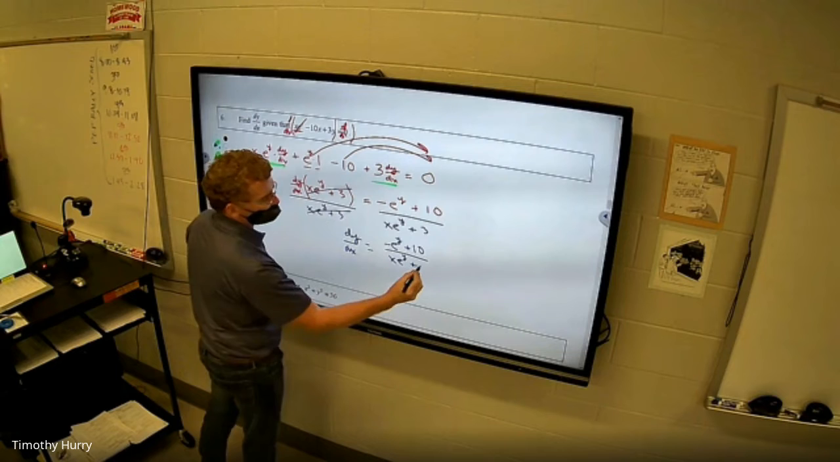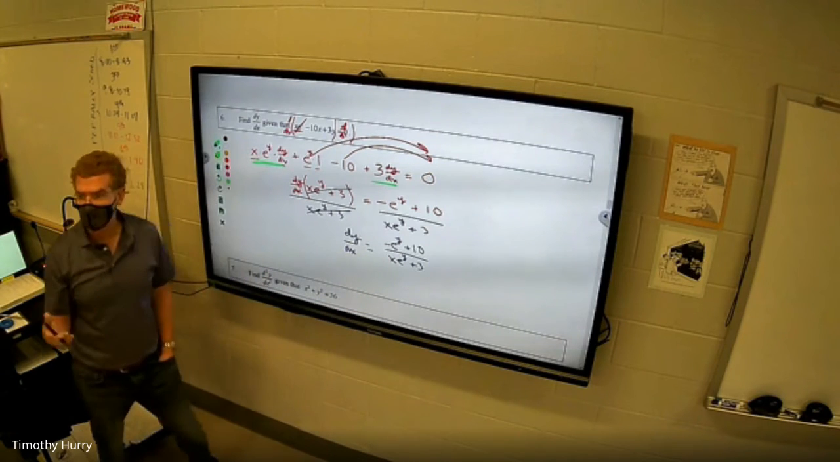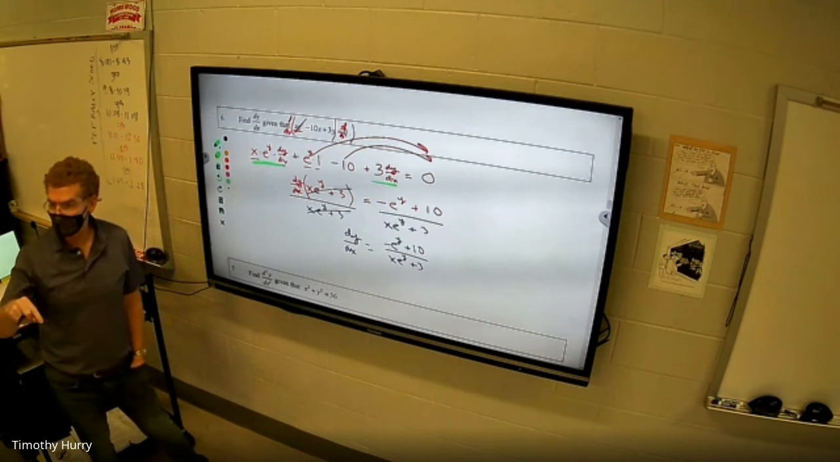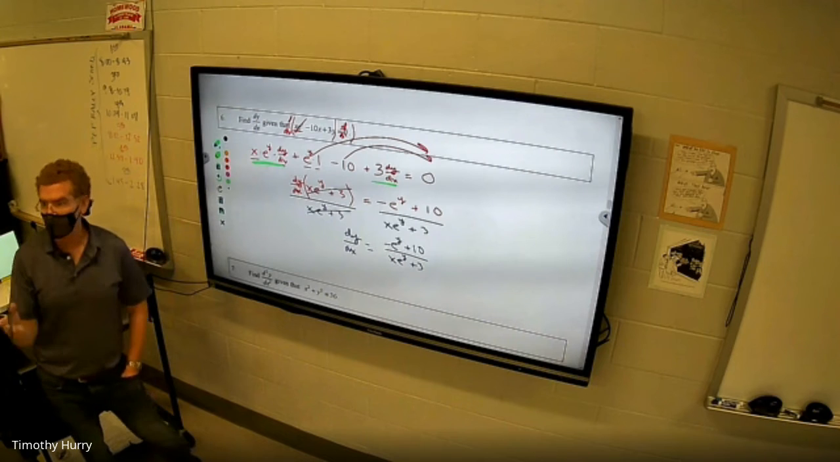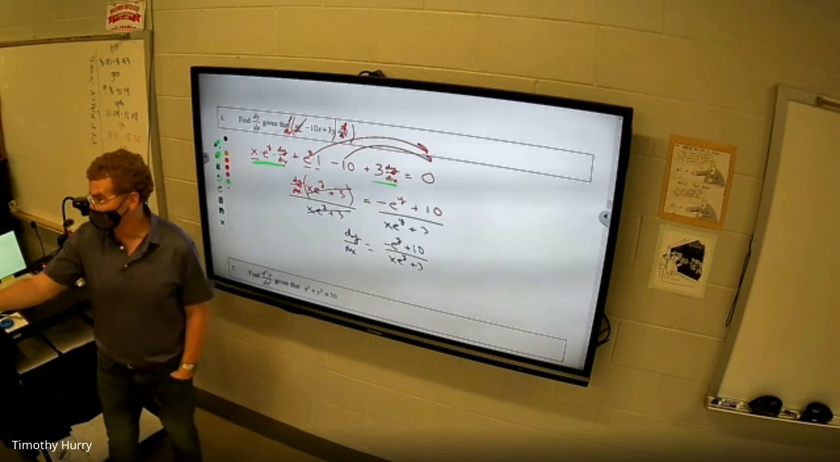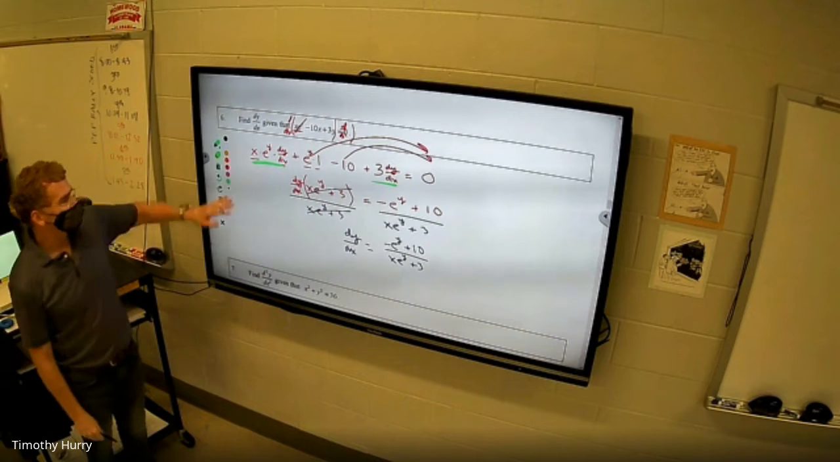And again, you can see that for me to do this derivative, I would need to know the x and the y value at that. So I don't just need an x value anymore. I actually need a point. But I didn't ask to do that, so you're good.